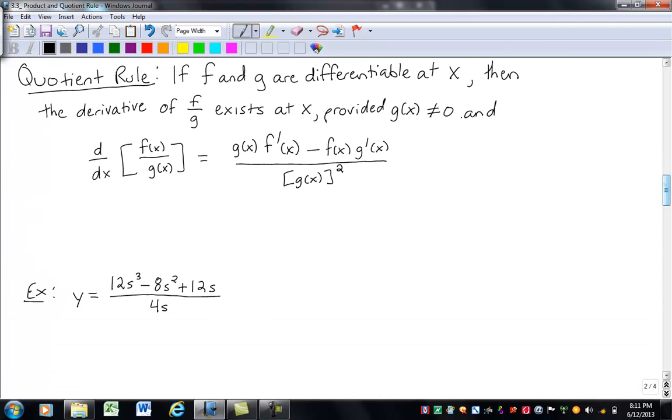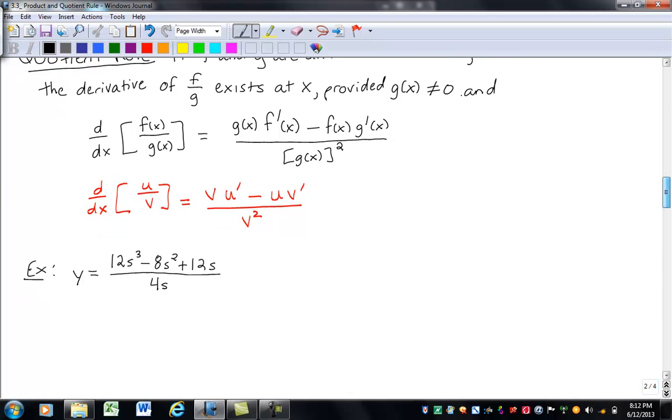Now again, a lot of times people use f and g, so another way you can think of this rule is with u's and v's. Sometimes people do it with u's and v's because functions aren't always named with those. So if I have u over v, the derivative would be low d high minus high d low over low squared. Same quotient rule, except I use u's and v's instead of f of x and g of x. The same idea as the product rule, though. Identify your functions, put them together in the right way after you find the derivative.